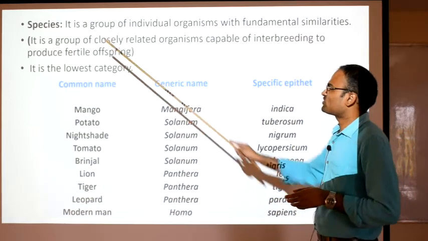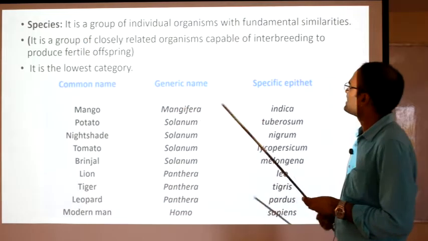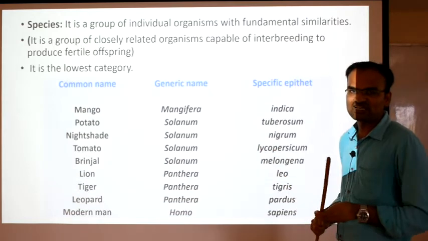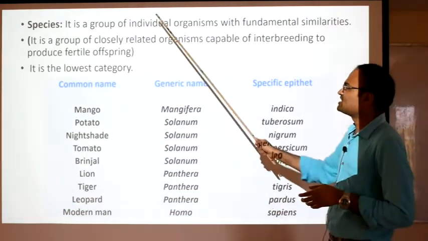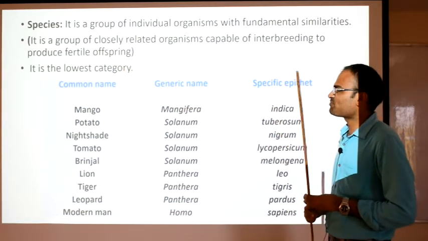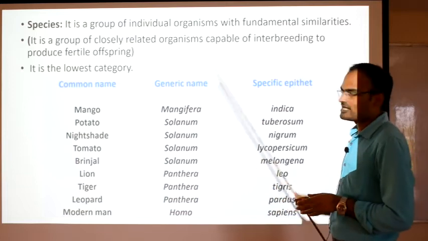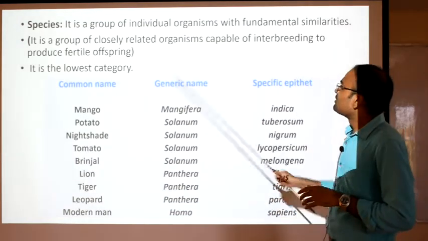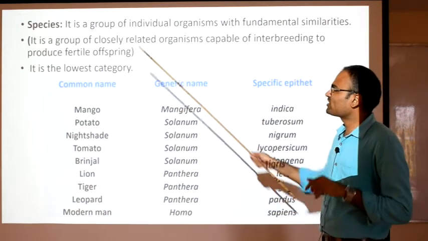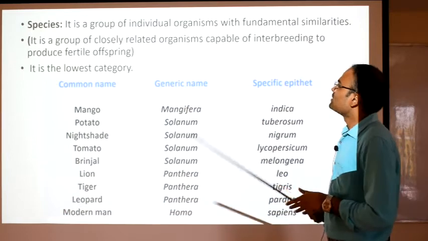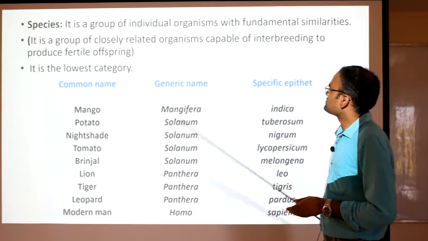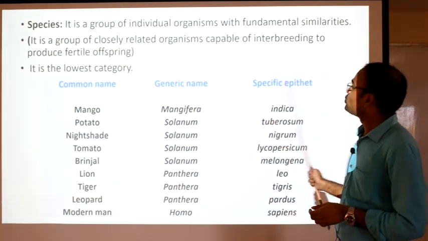Total 7 are there. The lowest one is the species. It is a group of individual organisms with fundamental similarities. Any group of organisms having fundamental similarities, we consider as a species, and this definition is very important from the exam point of view. Another definition we can give for the species is that it is a group of closely related organisms capable of interbreeding to produce fertile offspring. This is the older definition, but it is also correct, but we have to refer to the first one according to the NCERT syllabus. According to the old syllabus, it is a group of closely related organisms capable of interbreeding to produce fertile offspring.